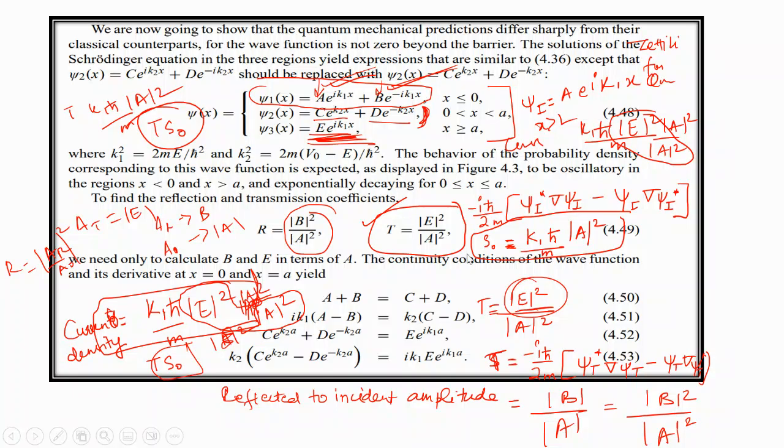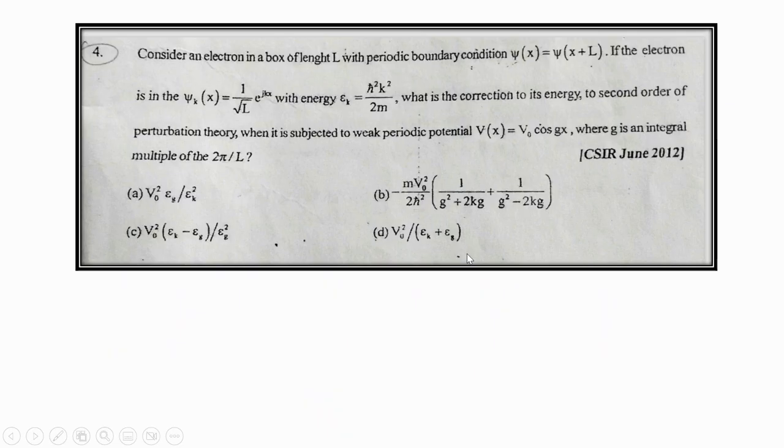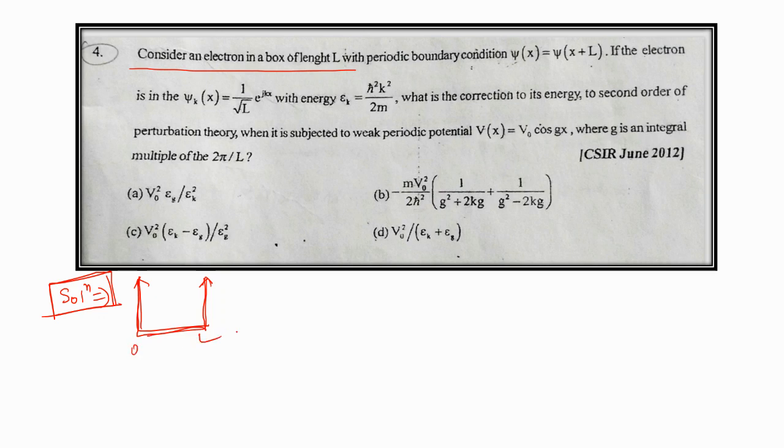Then the next question you have asked, this one, right? I saw this question just now. I thought of including it. So this question is quite mathematical. Here, if you see, consider an electron in a box of length L, an electron in a box of length L with a periodic boundary.